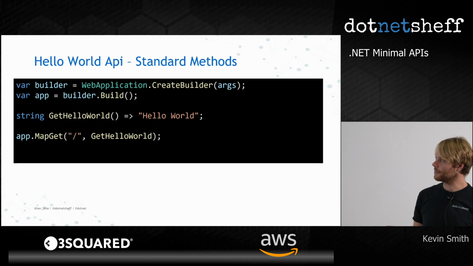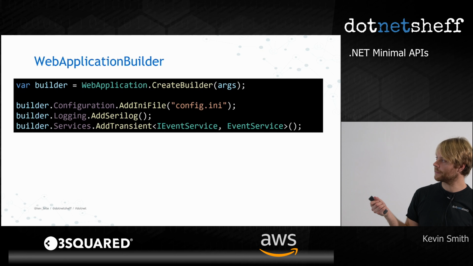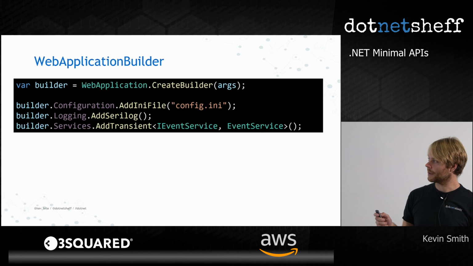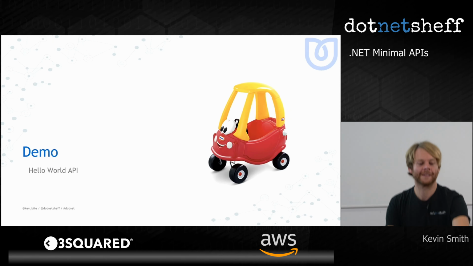You can also use standard methods. If you've got methods declared somewhere else in some other classes, you can just get that method and pass it in as an argument into the app's MapGet. And then the configuration, logging and services all hang off of the builder as well, and we'll go into that a bit more later. So I'm just going to show you a quick demo of getting started.